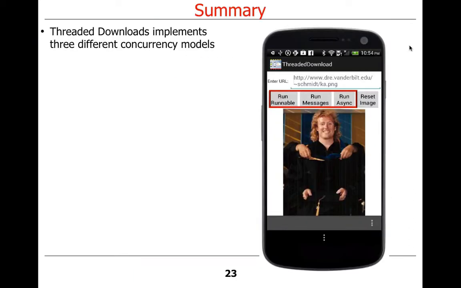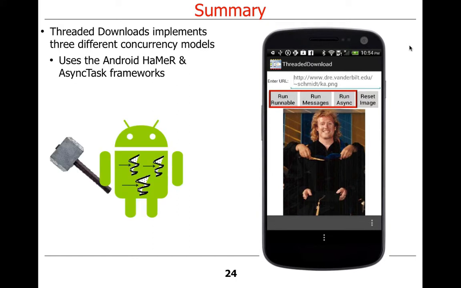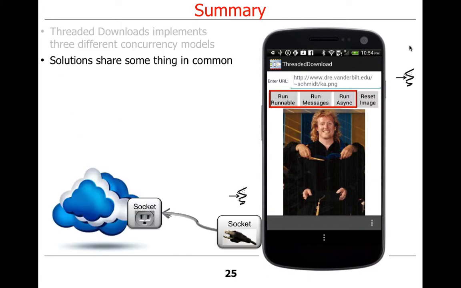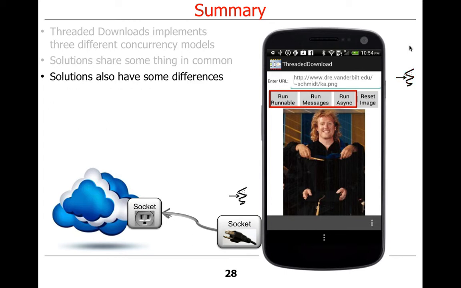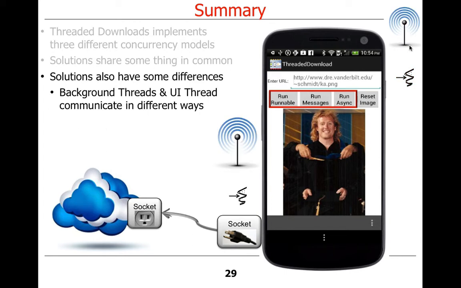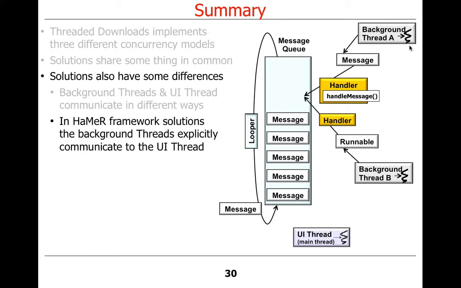Okay, so to summarize this, the threaded downloads app implements these different concurrency models using the different frameworks that Android provides you. And they share some things in common. All three models run long duration operations in the background. Short duration stuff runs in the UI thread. That's just an Androidism. We can't do much about that. There are also some differences. Background threads and UI threads communicate in different ways. Runnables, messages, method calls, right? All that stuff is done in different ways with different trade-offs.